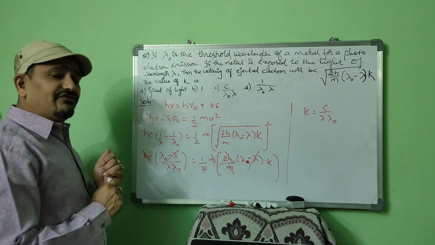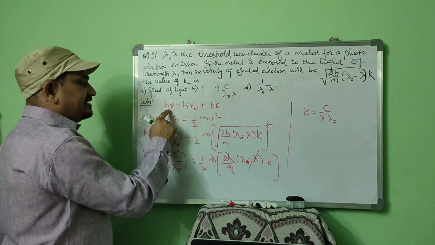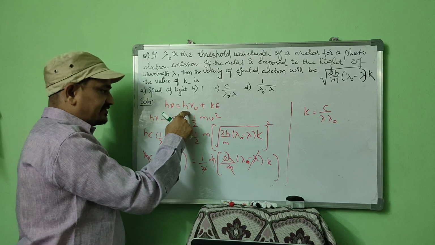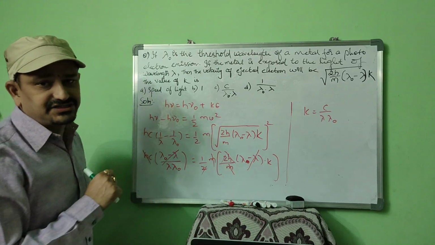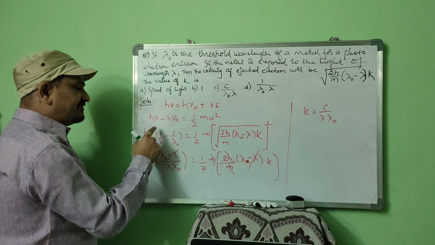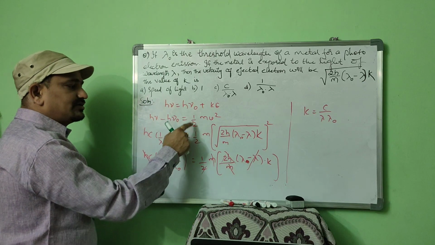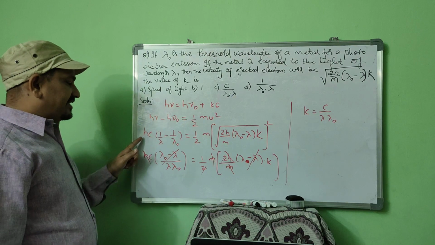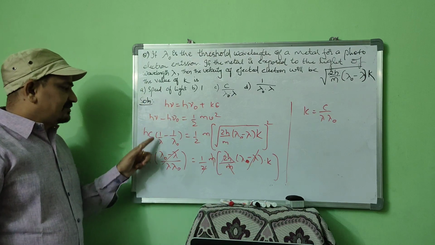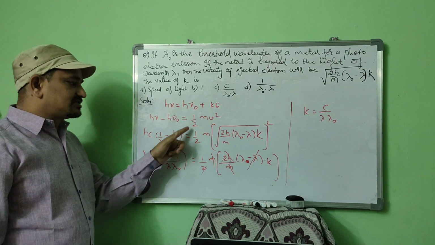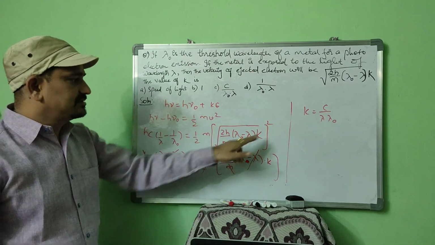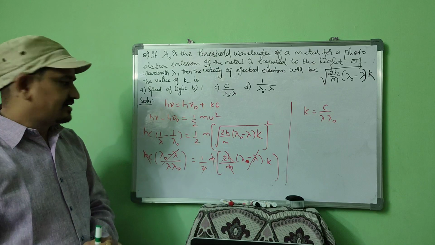Now let us see, we have the photoelectron effect expression: incident light photon energy is equal to threshold energy, or work function, plus the kinetic energy of the ejected electron. So on simplification, h nu minus h nu naught is equal to half m v square, the kinetic energy formula. Nu is equal to c by lambda. By taking hc common, 1 by lambda minus 1 by lambda naught equals half m into, substituting the velocity expression given in the question, whole square, right?